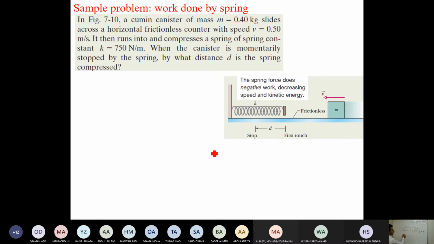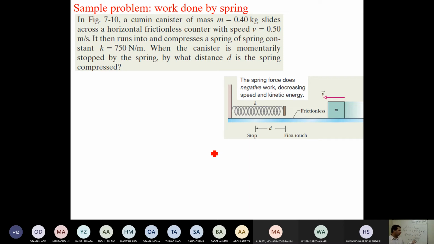For the kinetic energy, I'm putting the equation half m v square, and half k xf square. The negative sign will cancel with the negative sign, half will go with the half, and then what we need to do is to solve this for the xf. So xf is equal to the square root of m vi square divided by k.